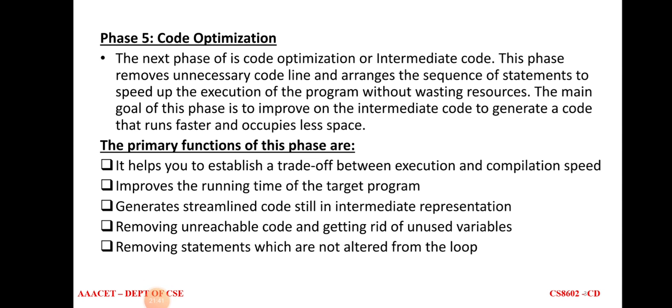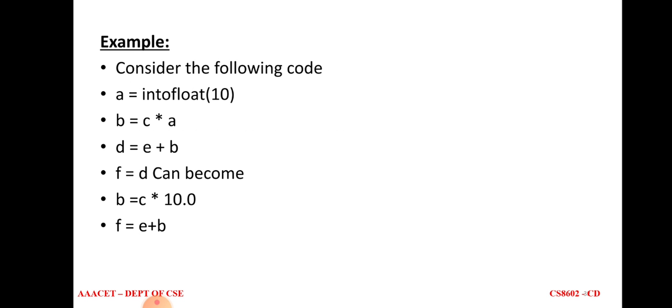And the fifth phase is code optimization, which is used to optimize the code. The word optimization is nothing but improvisation, which is used to improve the quality of the source code. The primary functions of this phase are, it helps to establish a trade-off between execution and compilation speed, and also it improves the running time. It is used for removing the unreachable code, and for removing the statements which are not altered from the loop. So these are the functions performed by code optimization to improve the quality of the source code.